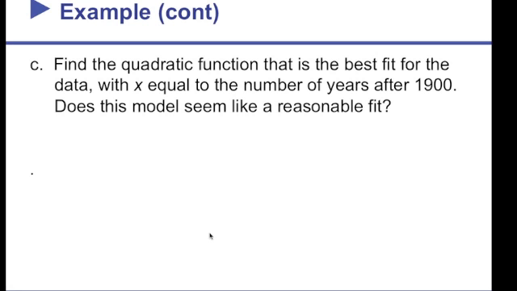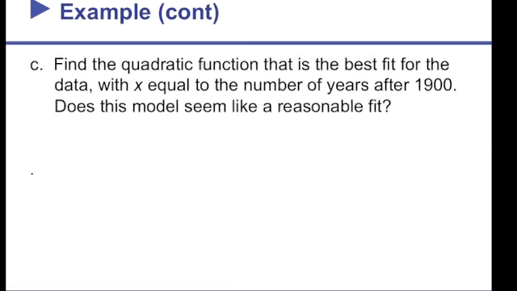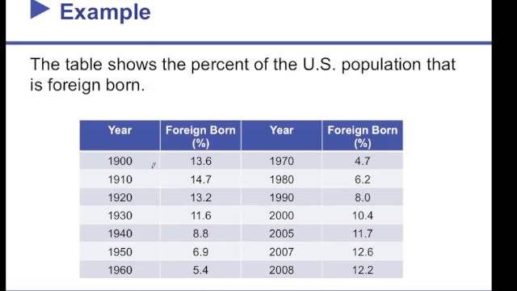Find a quadratic function that's the best fit, x equal to the number of years after 1900. Does it seem like a reasonable fit? Use the graph to estimate the percent for 2015 and use the graph to find when the foreign-born population is 9%. So we have lots of things to do. They said we would be doing years after 1900.